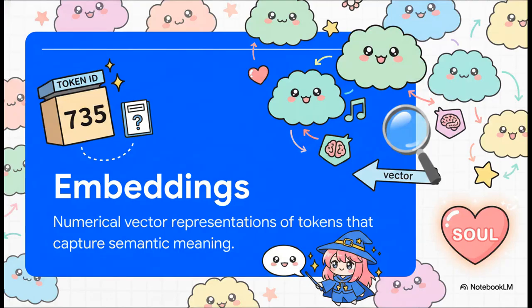So here is the crucial distinction you need to make. Tell the recruiter that while token IDs are just arbitrary integers used for lookup, embeddings are the dense, high-dimensional numerical vectors that capture the actual semantic meaning of those tokens.